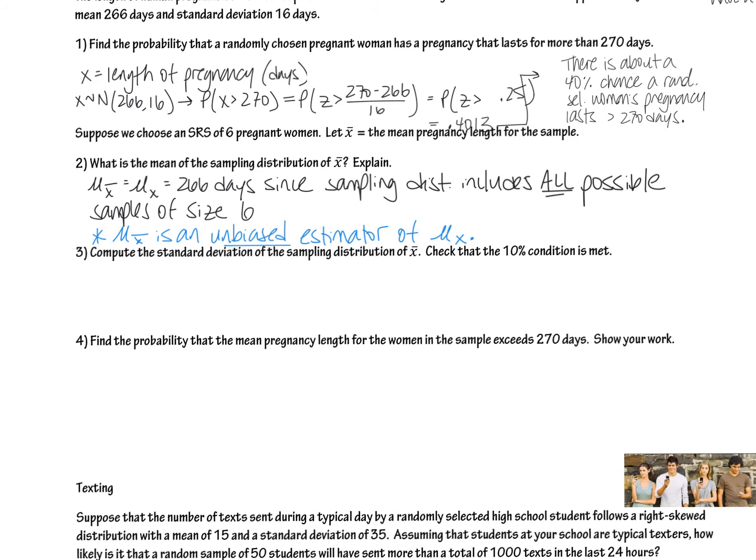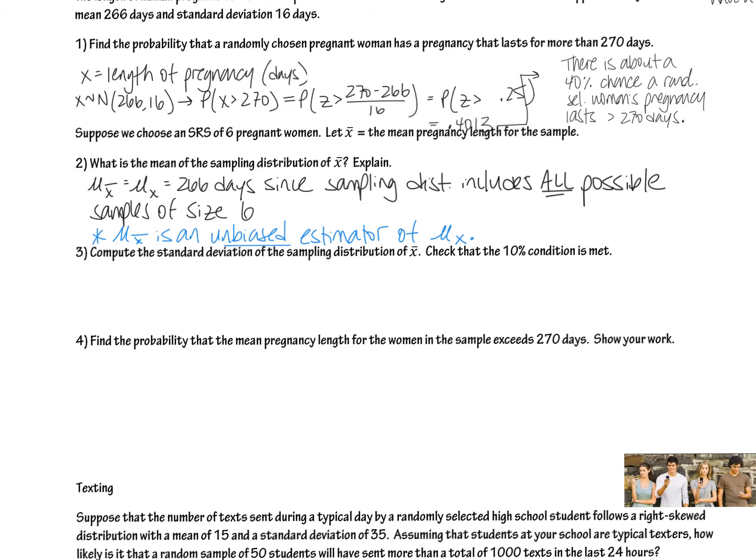So the mu of X bar equals the mu of X, which is 266 days. The reason for that is because the sampling distribution includes all possible samples of size n. In this case, our n is 6. The vocab for that is that mu of X bar is an unbiased estimator. Remember, we talked about that and you read about that word unbiased. It's an unbiased estimator of mu of X.